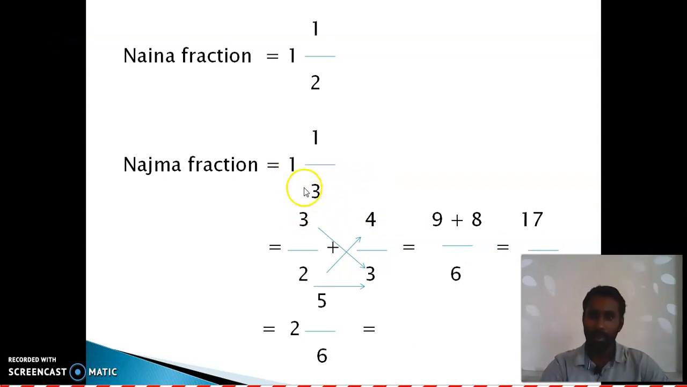Anyway, first we have to convert this value. 3 3s are 9, 2 4s are 8, so 9 plus 8 is 17, 17 by 6. So 2 6s are 12, and the remainder you have is 5, right?